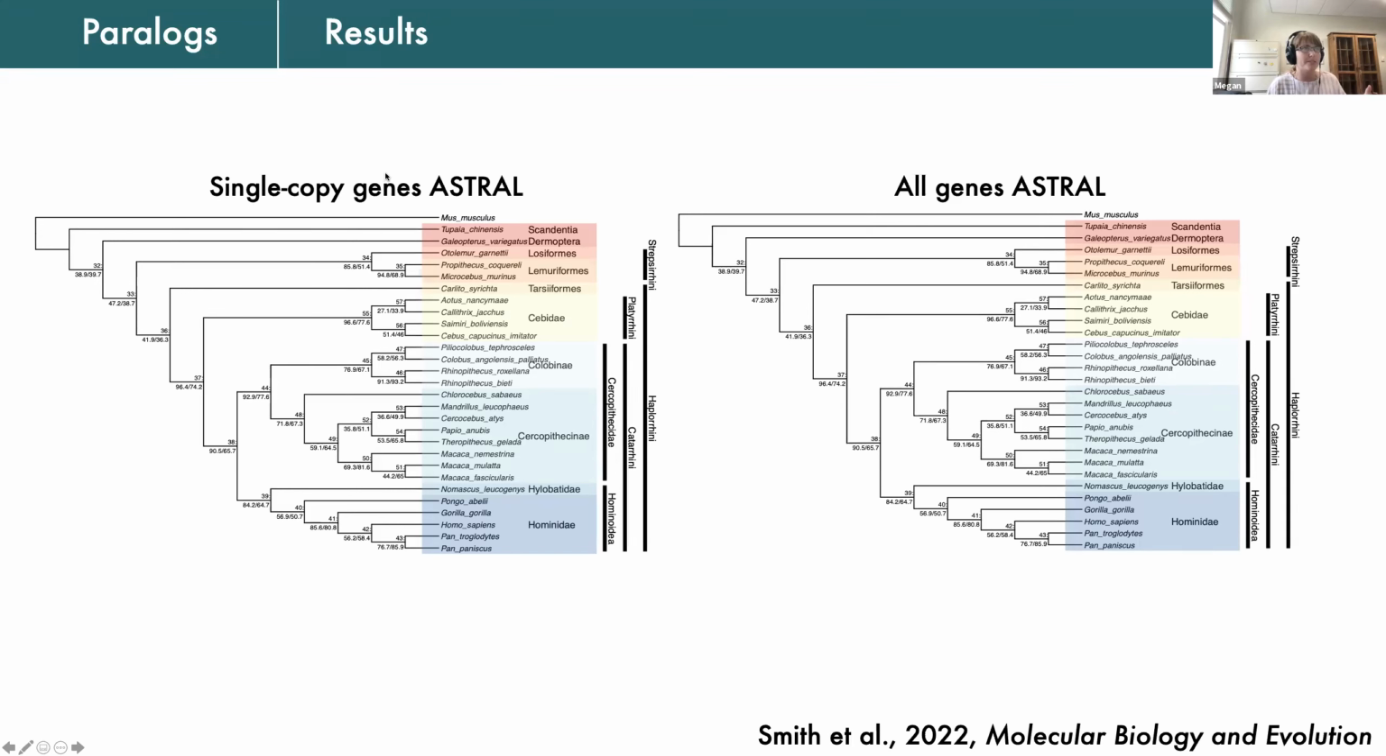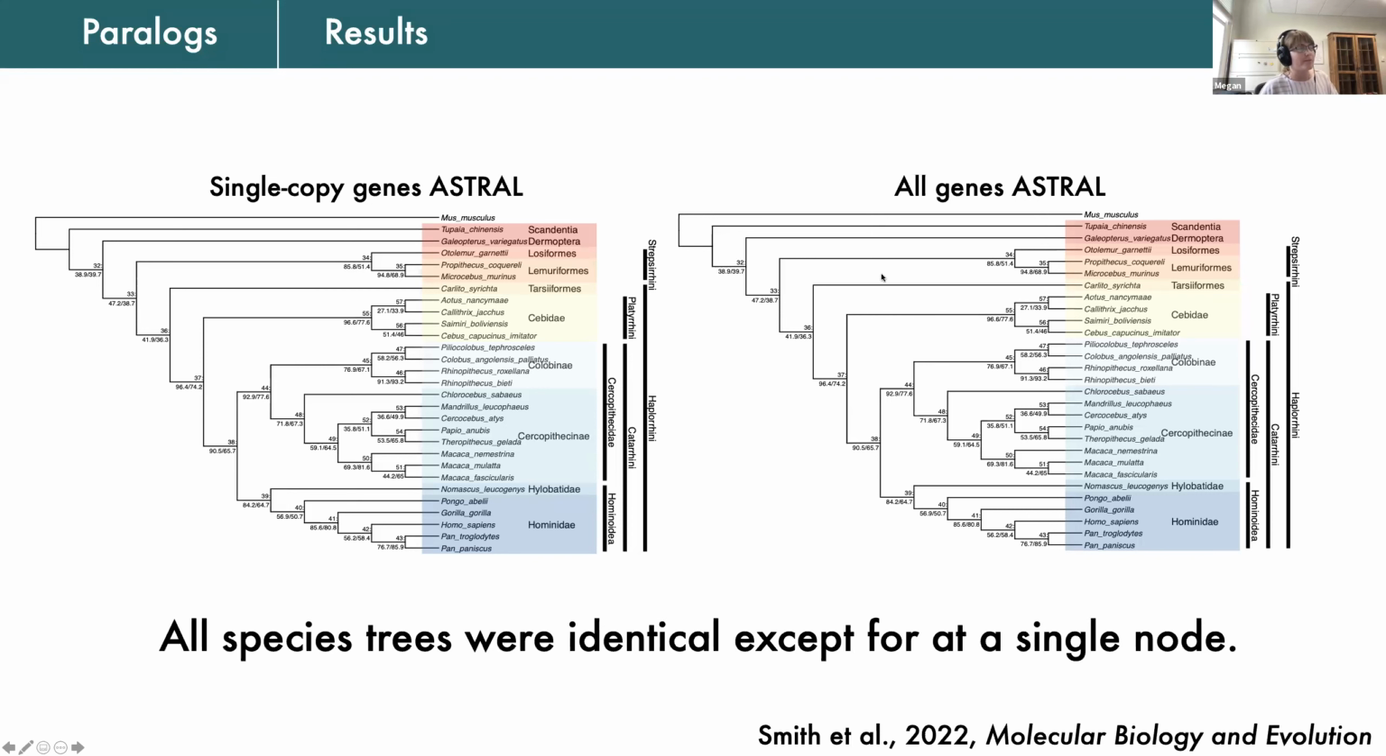So this is kind of our baseline approach, just using all of the genes in Astral, which is one of the most extreme approaches, right? I'm sure it's obvious to you just from glancing at these large trees on this slide that there are no differences. You'll have to trust me, but these trees are identical. And what we found was that all of our species trees were actually identical except for at a single node.